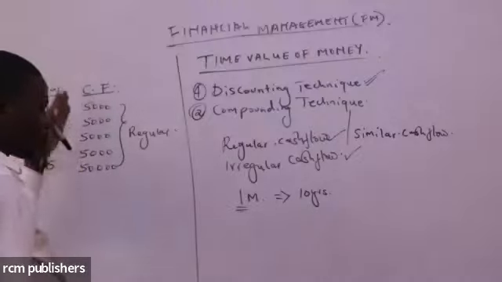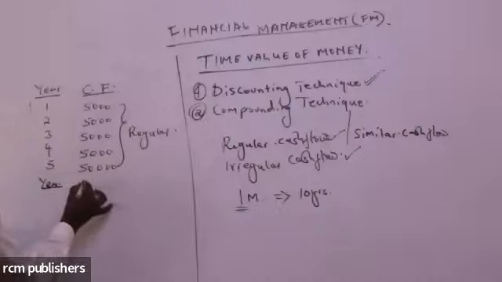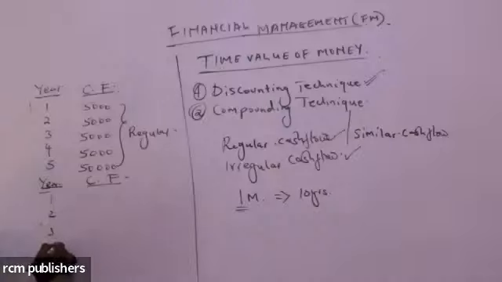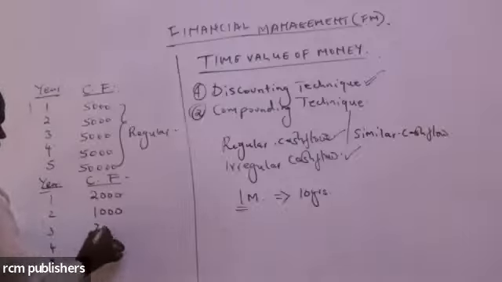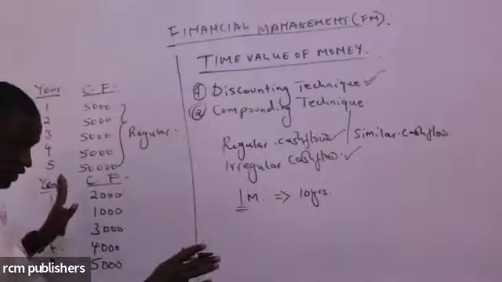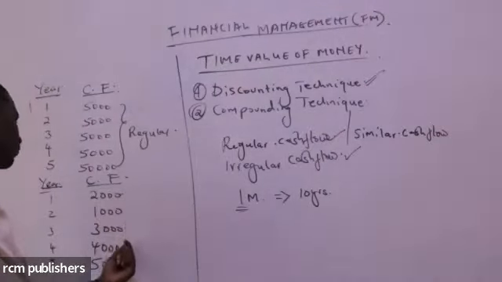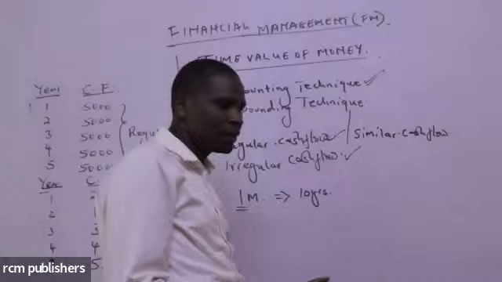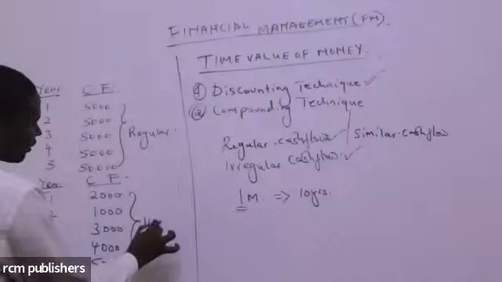What of irregular cash flow? I'll be having the same years 1 to 5, 3, 4, 5. So I'll be having 2,000, 1,000. I can have 3,000 there, 4,000, and then 5,000. Sorry, I have tried to mix this up, but you can have all of them 2,000, and one of them is 3,000. Still that qualifies to be called irregular cash flow. So this type of cash flow here, they are irregular cash flow.